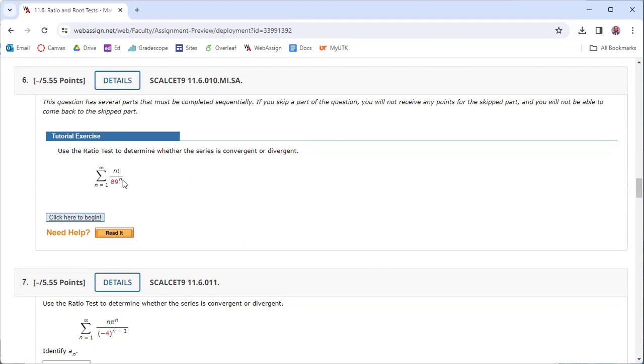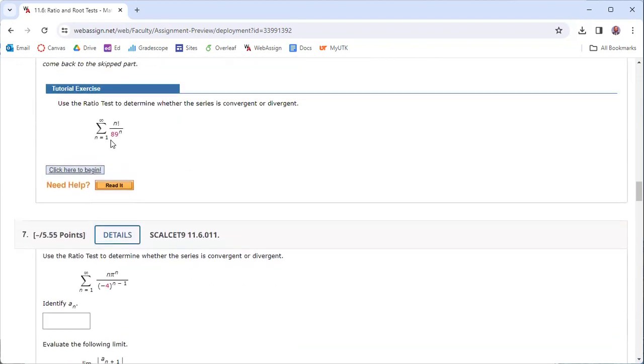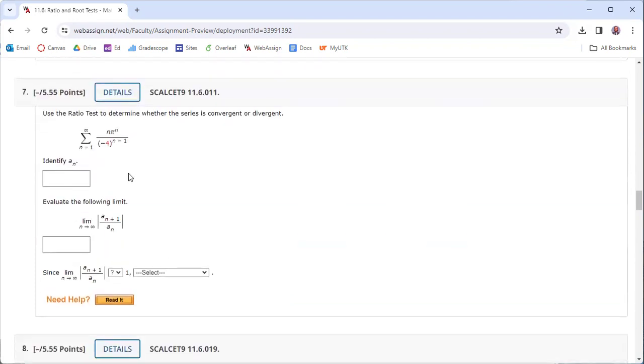So play it out using the step-by-step of the tutorial, but I think you'll get divergence in this case, because I believe the limit associated with the ratio test is infinity, meaning that this series is like a geometric series with common ratio infinity, which is disastrously divergent in some sense.